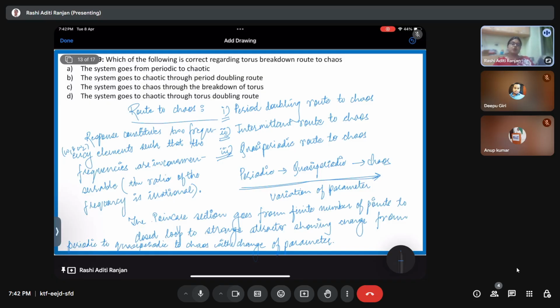But you see, the question talks about torus breakdown route to chaos. Now, if you remember that for quasi-periodic response, the phase plot used to show torus. But it is not true for all the cases. In some kinds of quasi-periodic response only, the torus is going to be visible. Other kinds of quasi-periodic response may not even have a torus. It can have some other kind of structure, right? So, for a specific case of a quasi-periodic response, we have torus.